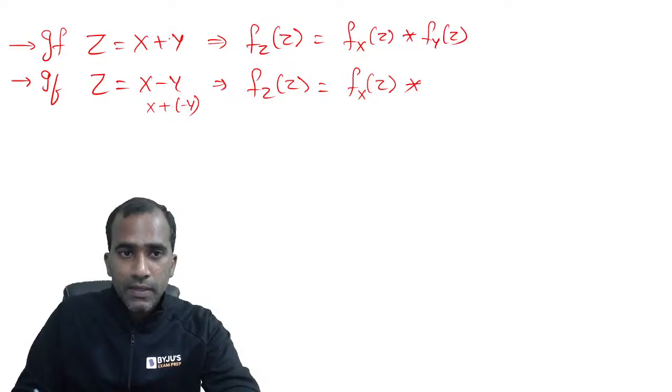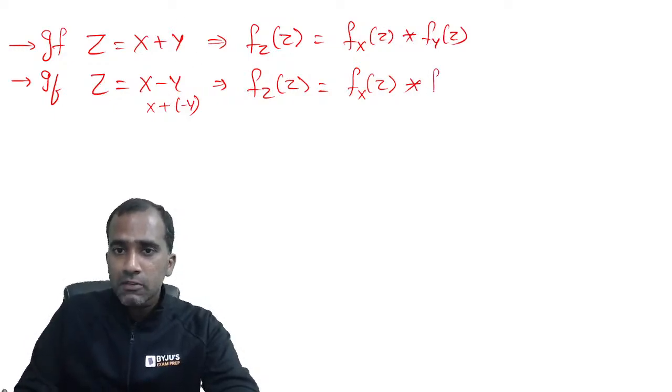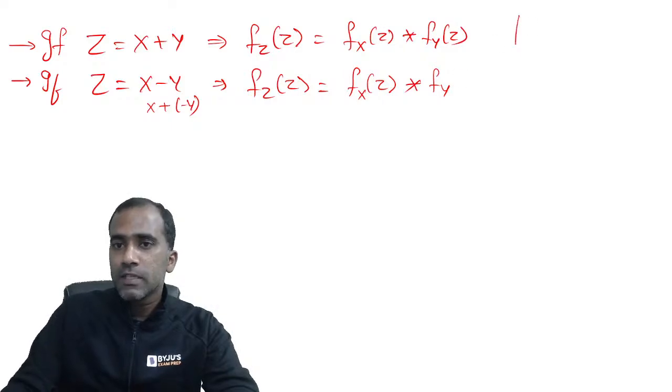So it is looking exactly like this. In place of y, we are having minus y. So what is the PDF of minus y? Let me say this one. If y equal to minus x, then what is the relation between the PDFs? Fy of y is equal to fx of minus y, correct?